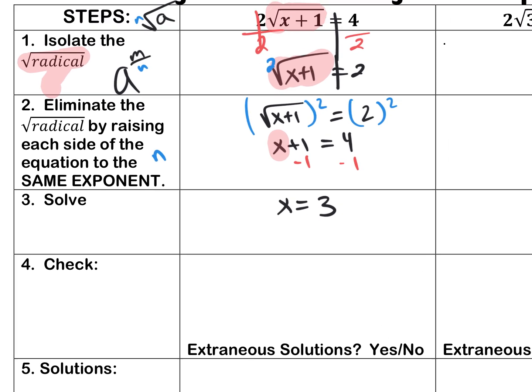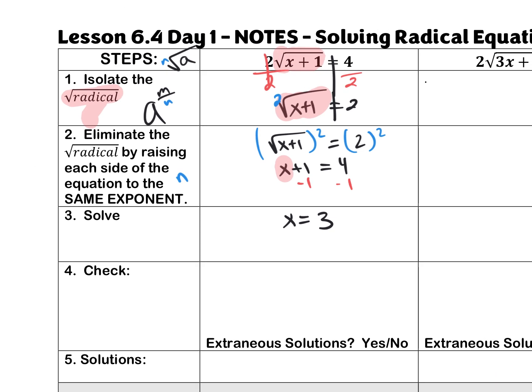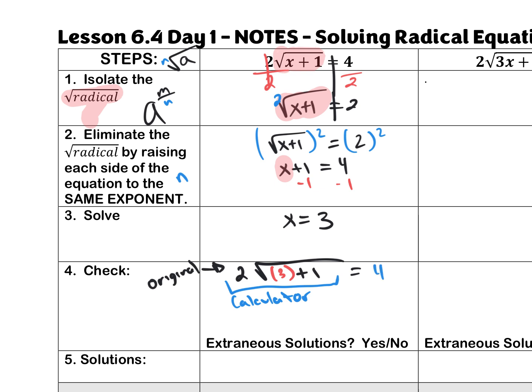To check my solution, you plug back into the original problem, which is 2 radical x plus 1. But instead of the radical, I'm going to plug in my x value, which is 3. So parentheses 3. We're going to put this exactly how we see it on the calculator, this whole thing, without the equal sign. We type it in the calculator exactly how we see it, and it should give us the answer to be 4. We get that from the calculator.